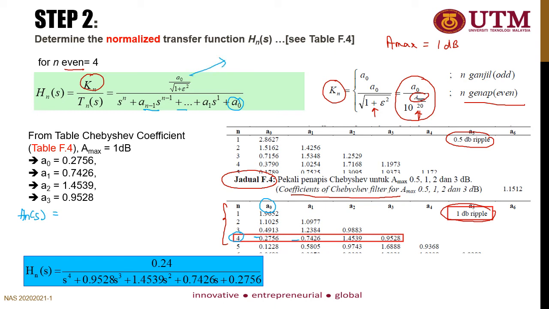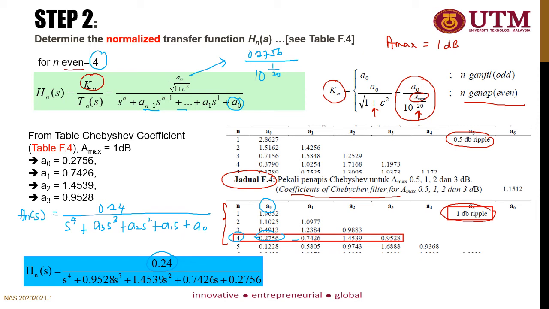In this case, your A0 equal to 0.2756, so 0.2756 divided by 10 to the power of your Mx over 20. You should get 0.24. Then 0.24 divided by s to the power of n, so s to the power of your highest n, which is 4. S to the power of 4 plus your A3 s to the power of 3 plus A2 s to the power of 2 plus A1 s plus the last one, A0.